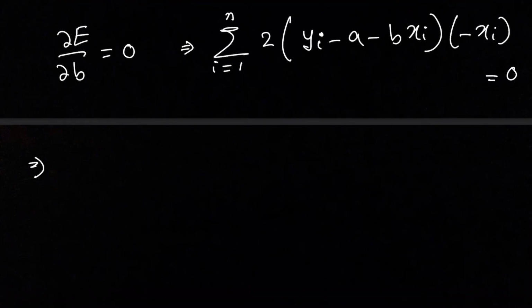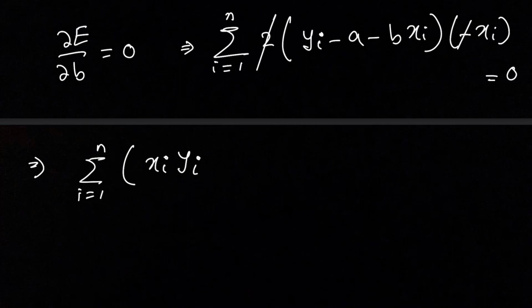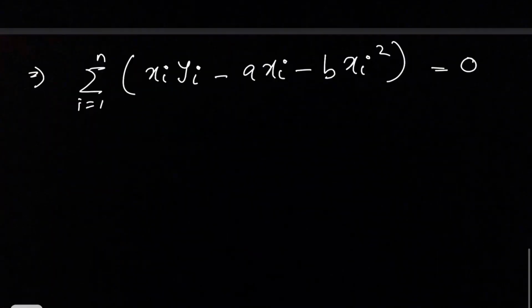So this will become, obviously 2 will be cancelled out because of the 0, and obviously same with the minus sign. And so what will happen is it will become summation i equals 1 to n, multiplying xi inside the bracket, (yi minus a minus b times xi) equal to 0.